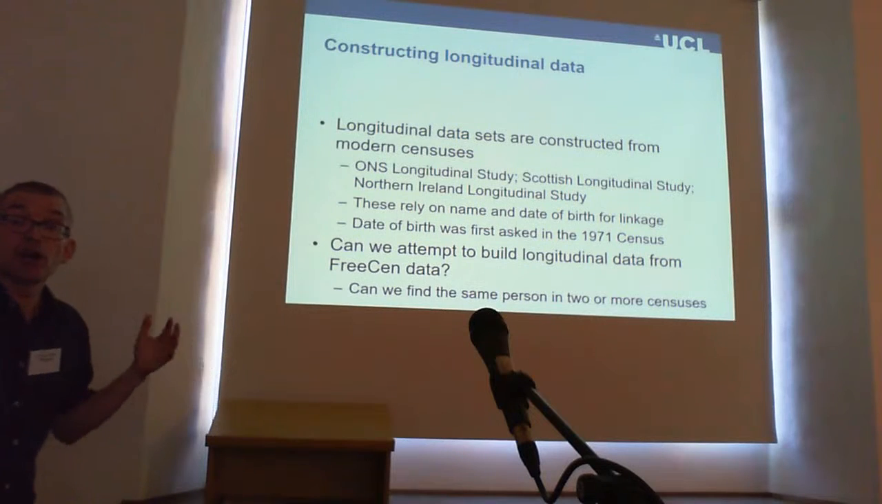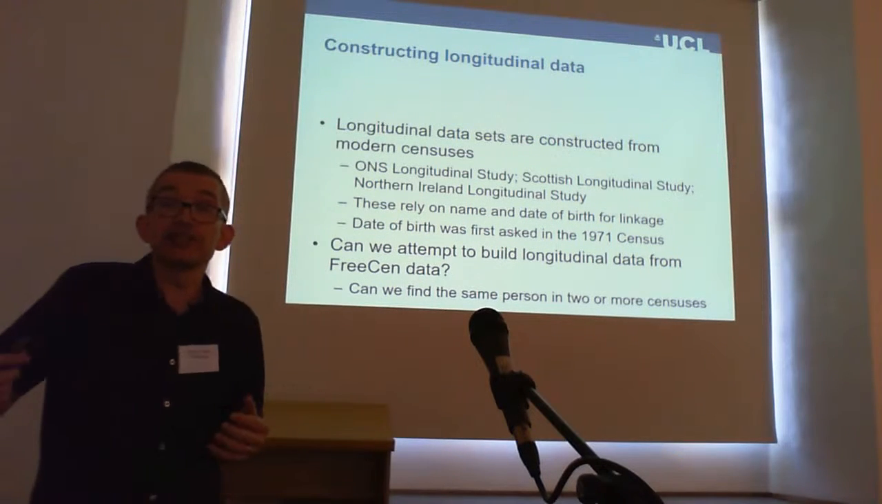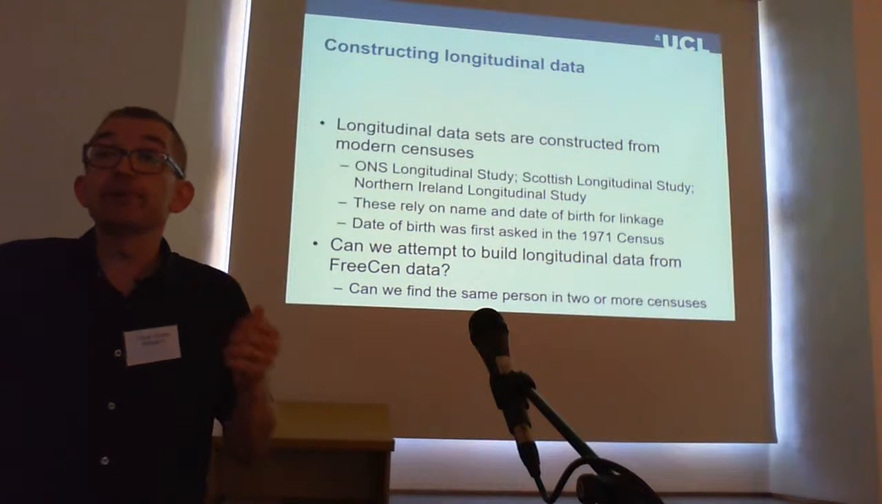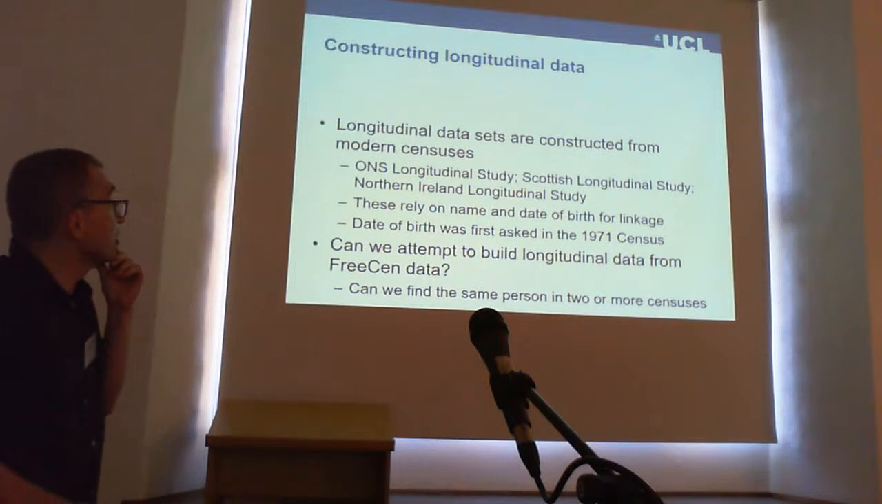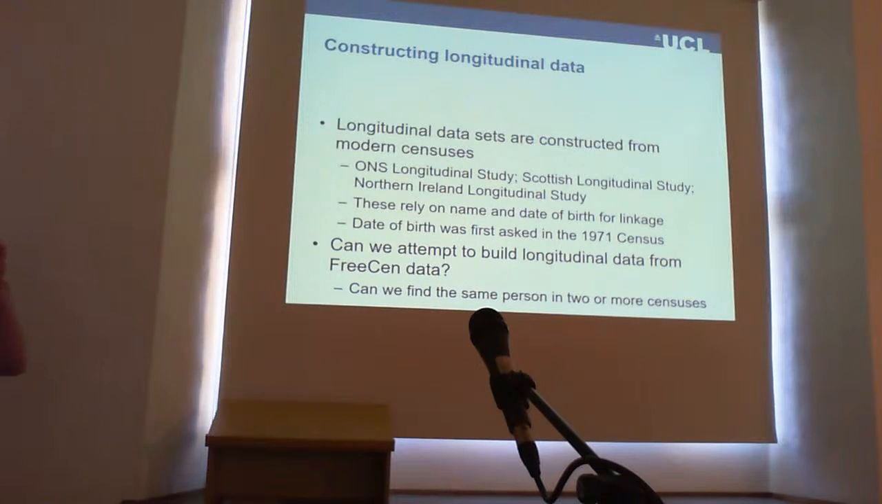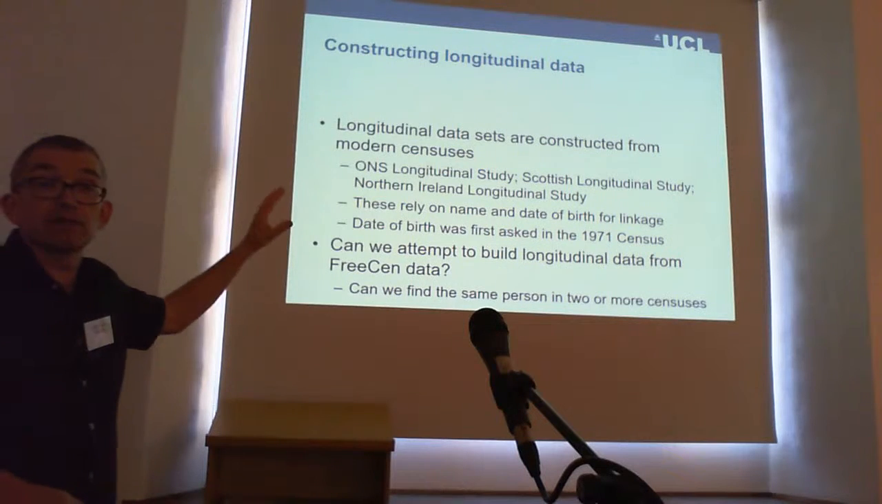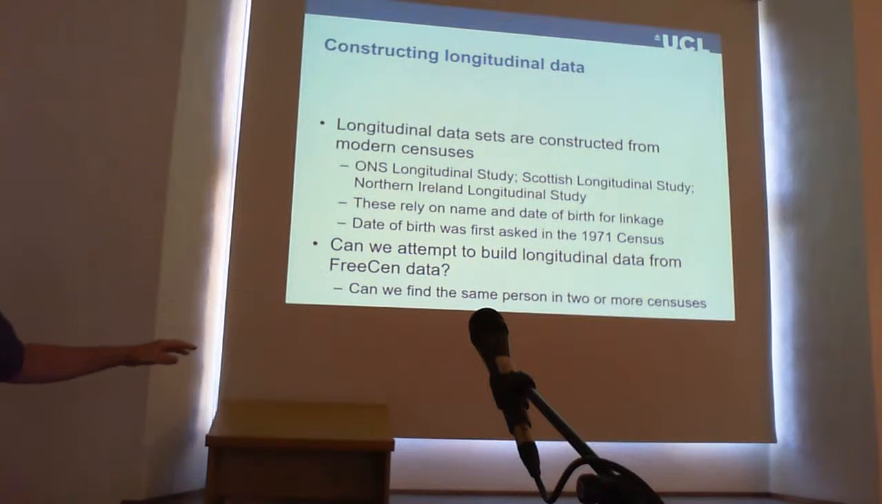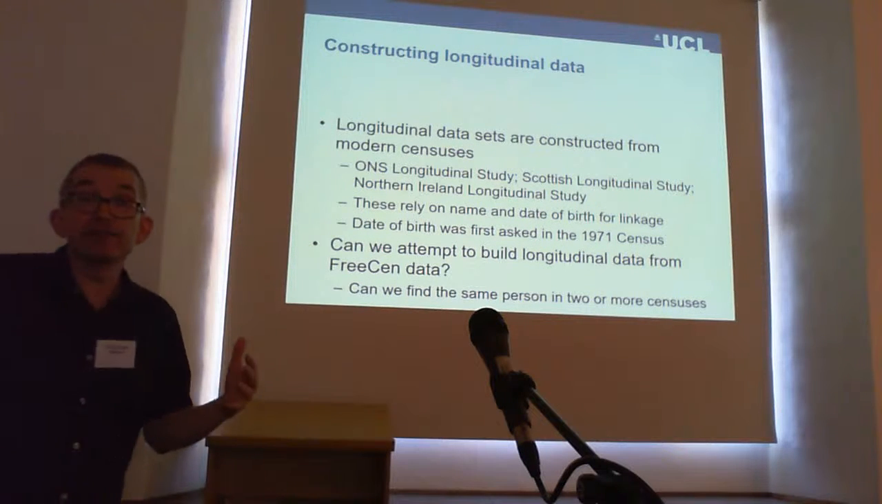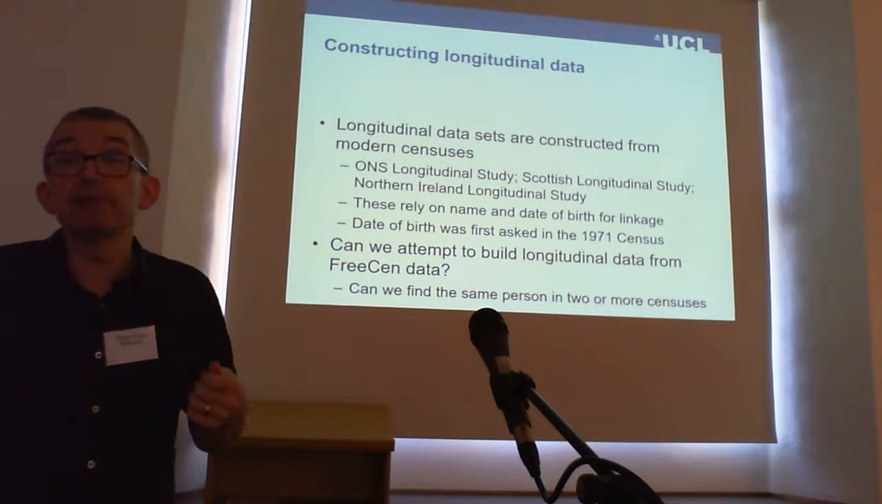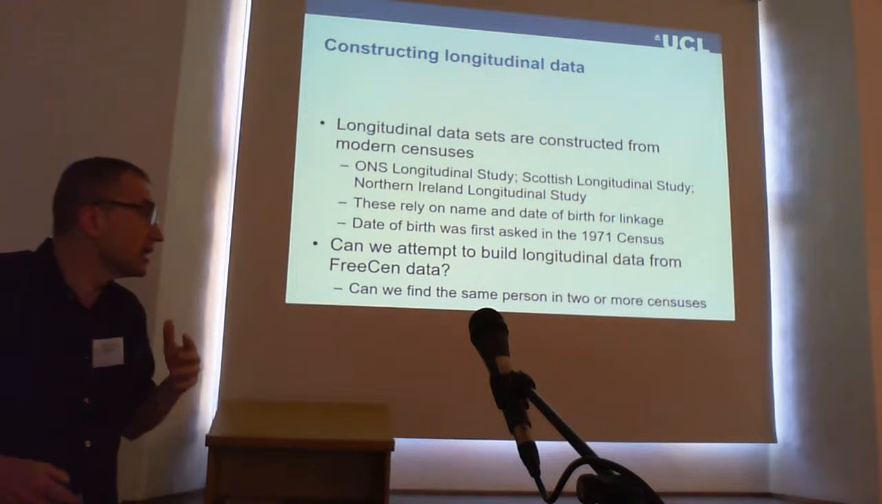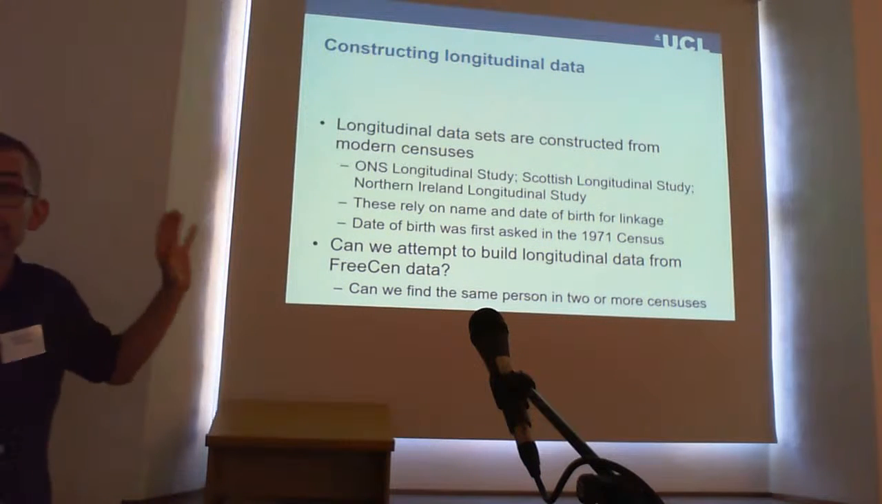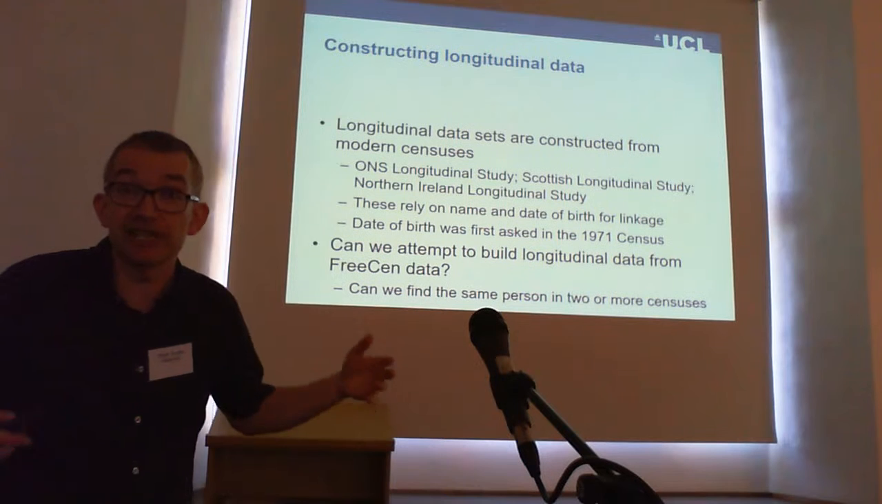So, as I said, what I'm interested in is constructing longitudinal data. Can we find the same person in a series of censuses? And in my context, as I say, I work on current longitudinal data. And that is relatively easy to link people because we have date of birth in the census now. But 1971 was the first census in which we asked date of birth.